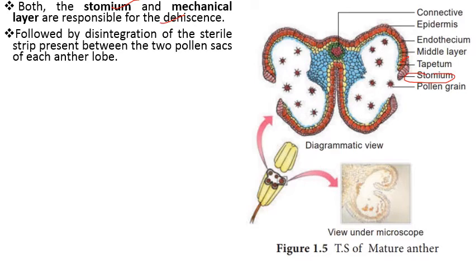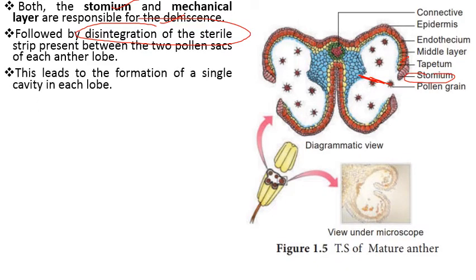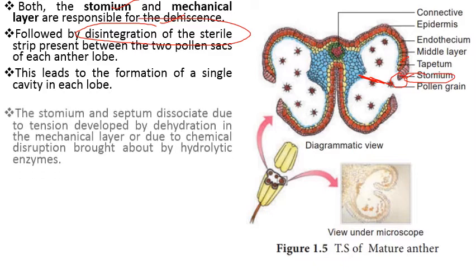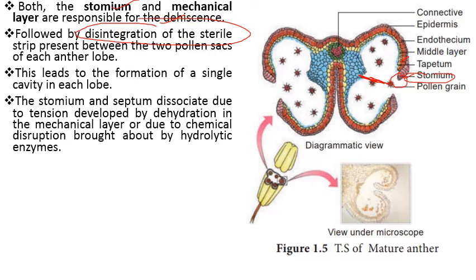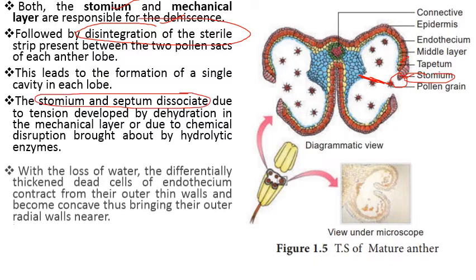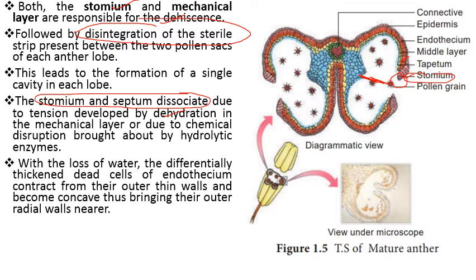This is followed by disintegration of the sterile strip which is present between the two pollen sacs at each lobe. So the strip of sterile cells between the two pollen sacs also disintegrates. This leads to formation of a single cavity in each pole, through which pollen grains come out. The stomium and septum dissociate due to tension developed by dehydration in the mechanical layer or due to chemical disruption brought about by hydrolytic enzymes.